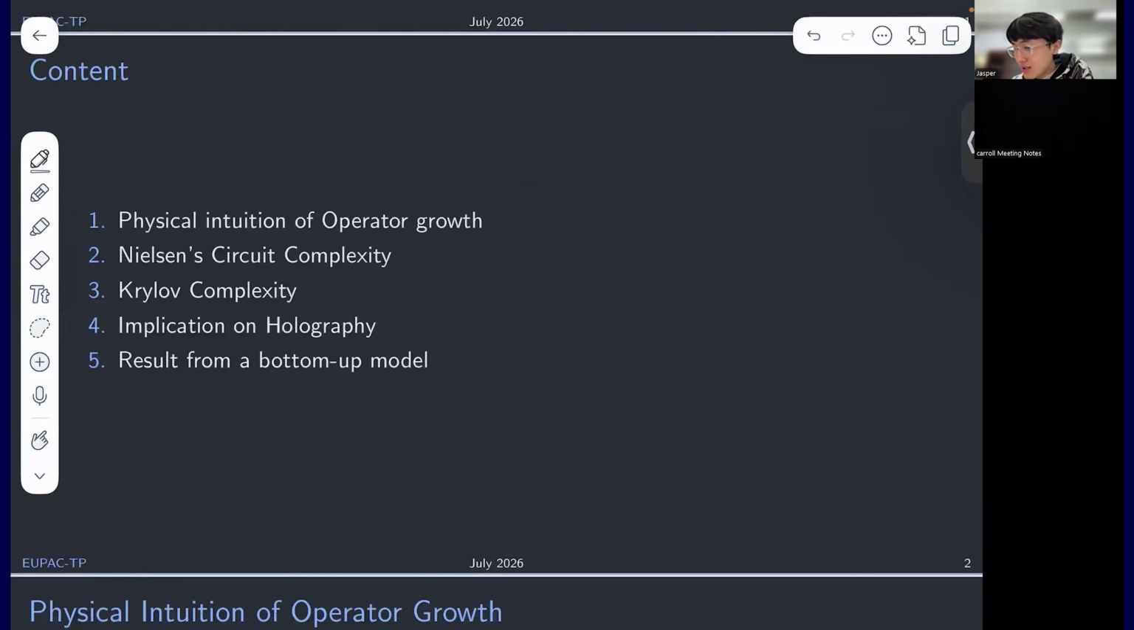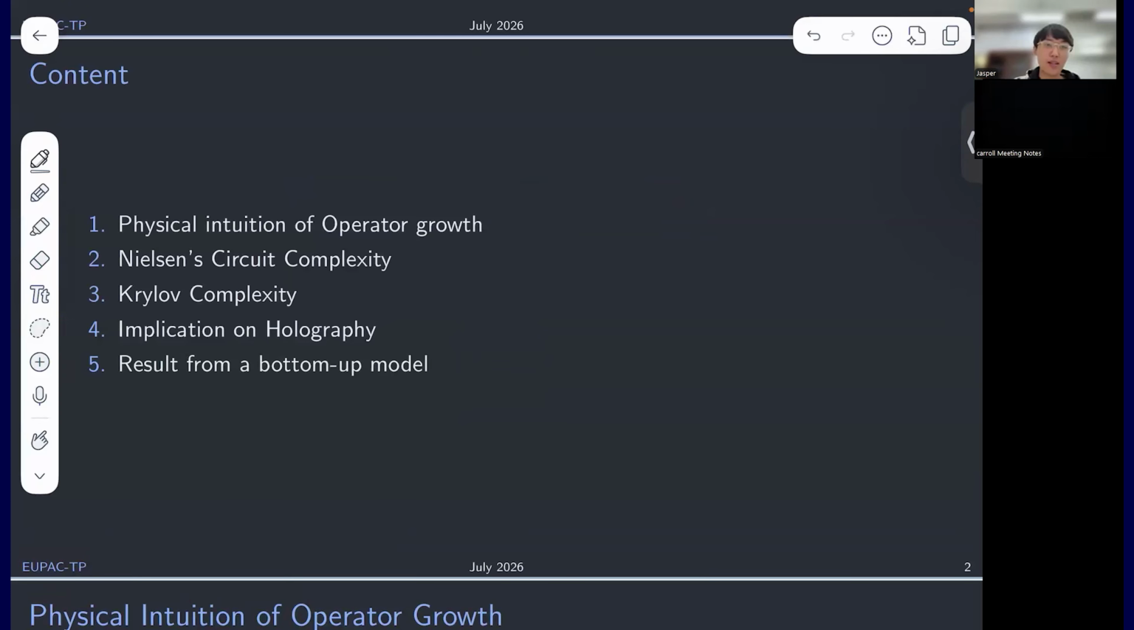Before we start, I'd like to go through the contents. Firstly, I'll start with a kind of physical intuition of what we mean by operator growth, and then we'll move to a very early concept of quantifying this operator complexity. Then we'll move on to a more robust form of quantifying complexity known as Krylov complexity, and then to its implications on holography, and then to my current, very latest research.